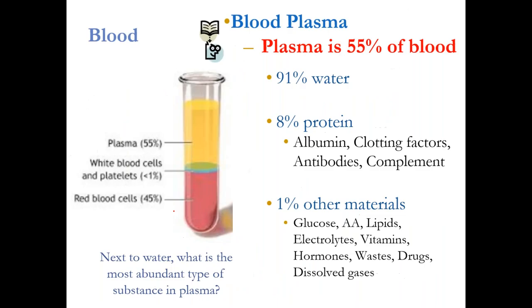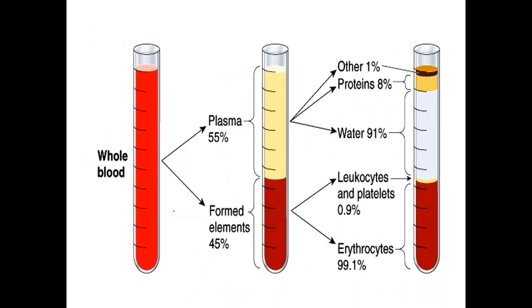Here we're going to talk about the whole blood. Blood is not just red blood cells, as we mentioned. Blood is going to be a combination of components. What is blood? Please write it down or memorize it, do everything you can. Blood is plasma plus formed elements.